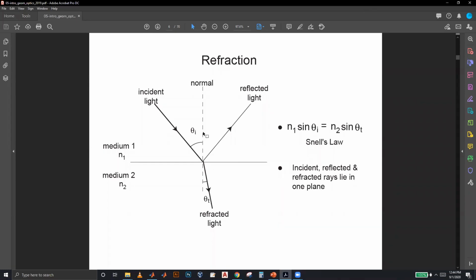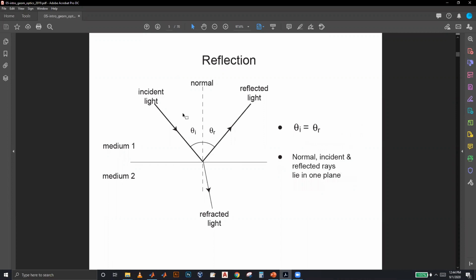Okay. So Snell's law defines the phenomenon of refraction, which states that N1, which is the refractive index of the incident medium, or the medium from which light is incident, times the sine of the incident angle, theta I, equals N2, which is the refractive index of medium 2, times the sine of the angle of refraction, theta T, defined as the angle between the refracted light ray and the normal. So this is Snell's law, very important, and we'll use this multiple times going forward. And again, like in reflection, the incident and refracted rays all lie in the same plane.